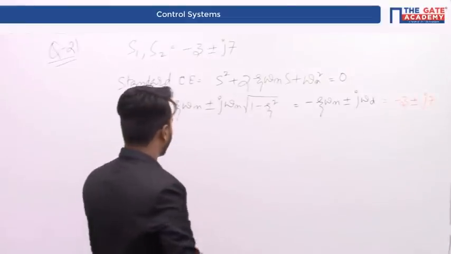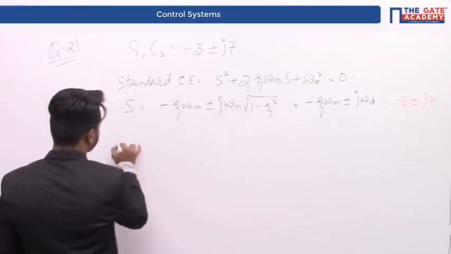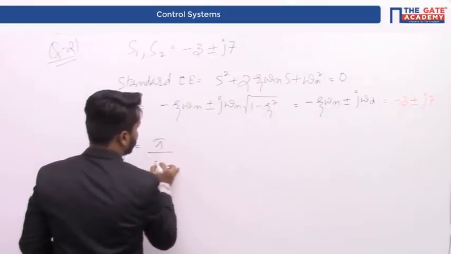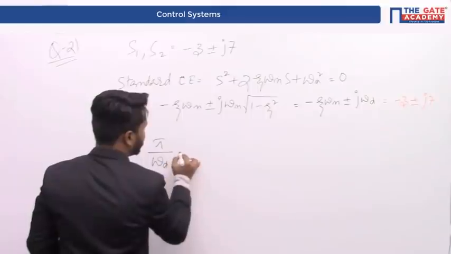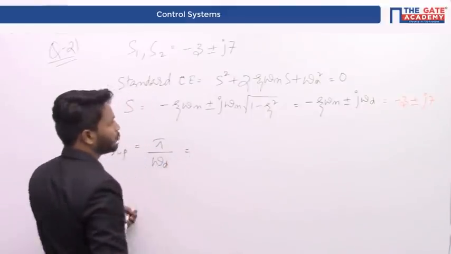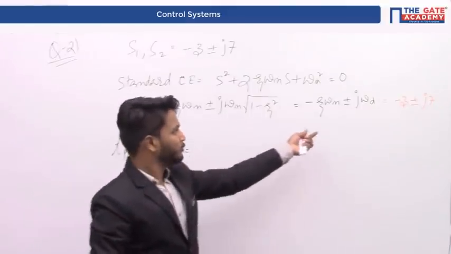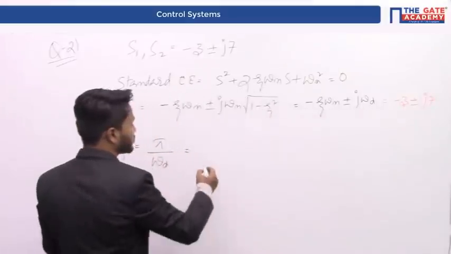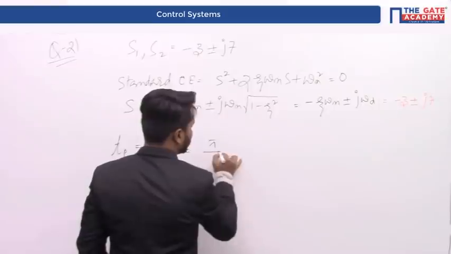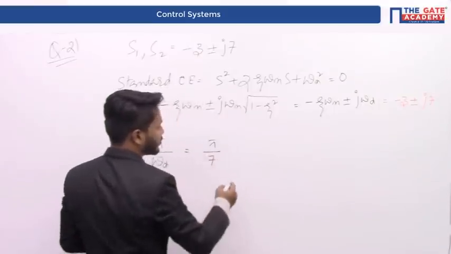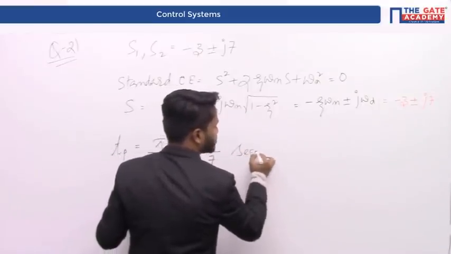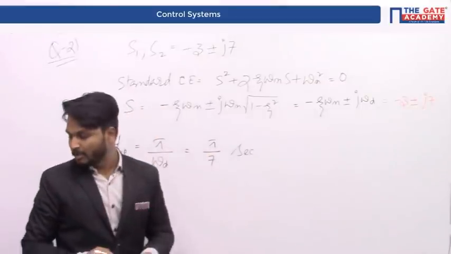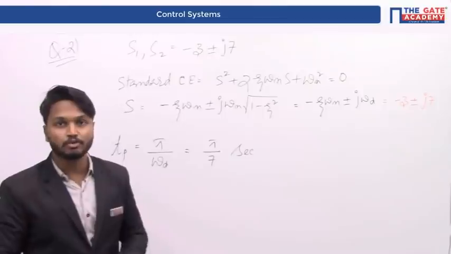Peak time, you have the formula for peak time as T suffix P is equal to pi by omega d. Omega d is directly available from the roots given for the characteristic equation. That is pi by 7. So if you calculate, you will get some fraction, pi by 7 seconds. So the second parameter asked is percentage overshoot.